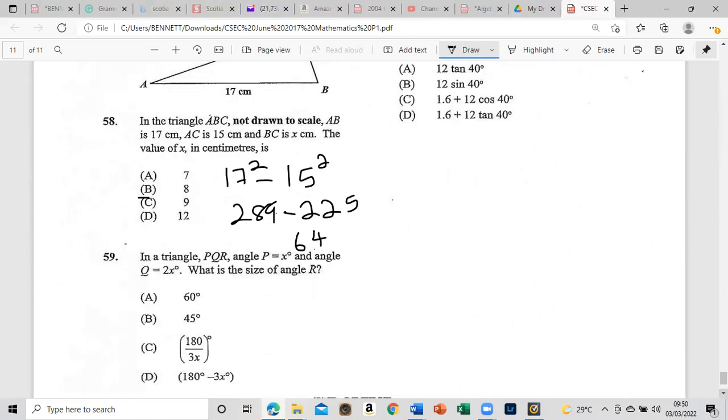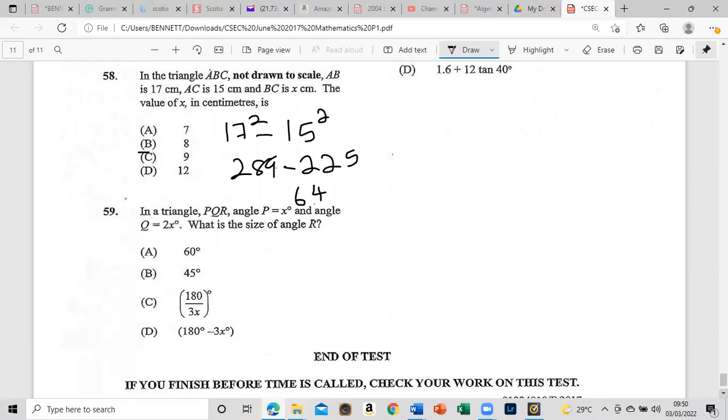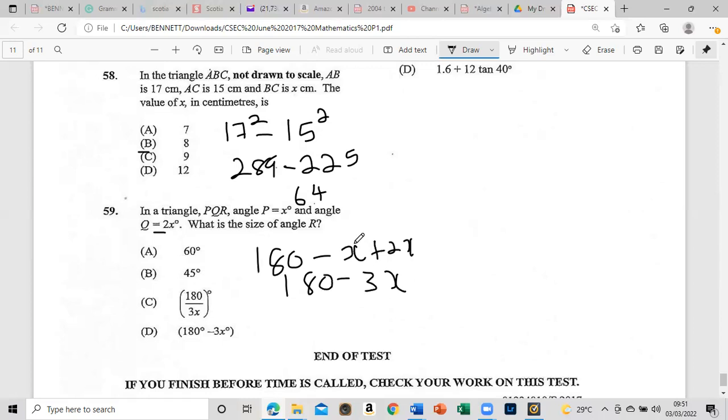In the triangle PQR, angle P equals x degrees and angle Q equals 2x. What's the size of angle R? Right, so add these two, they add up to 180 minus x plus 2x. Right, so it's 180 minus 3x. Alright, that's D.